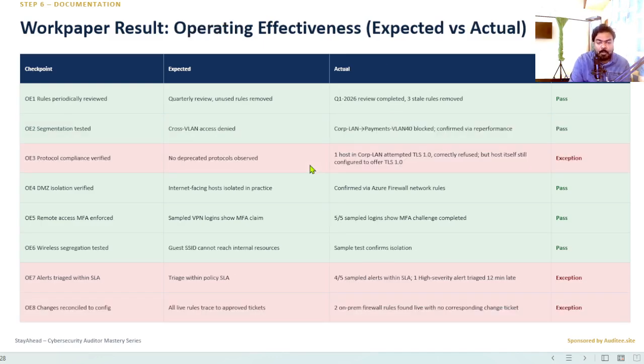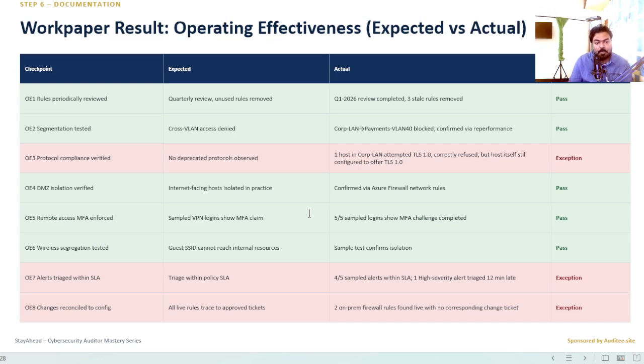Work paper result, operating effectiveness. Now, operating effectiveness, this is where more issues tend to surface because design can look perfect on paper while execution slips. OE1 rules periodically reviewed. The Q1 2026 review was completed and 3 stale rules were removed. Pass. OE2 segmentation tested, Corplan to payments VLAN 40 access was blocked, confirmed by reperformance.